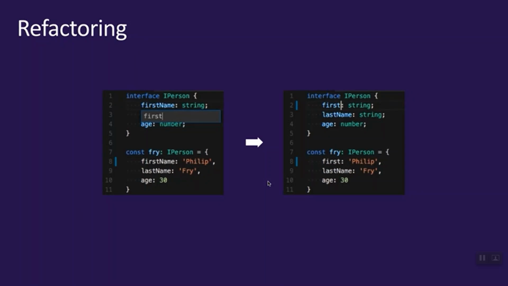So within the editor, we can just right-click on first name and say rename. We change it to first, and because TypeScript is statically typed, Visual Studio Code and other code editors can look at your code and find every single instance and rename it for you. So this refactoring now takes all of 10 seconds, which is very, very powerful, and it really saves a lot of development time, I found.